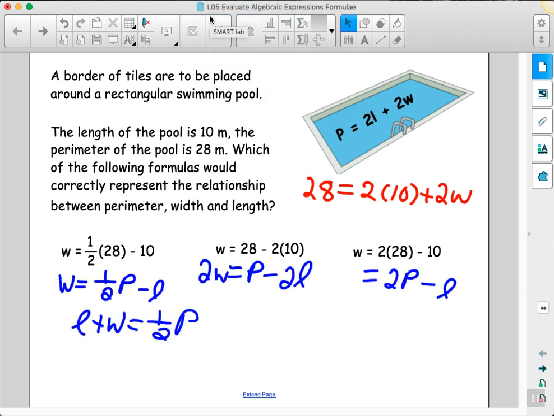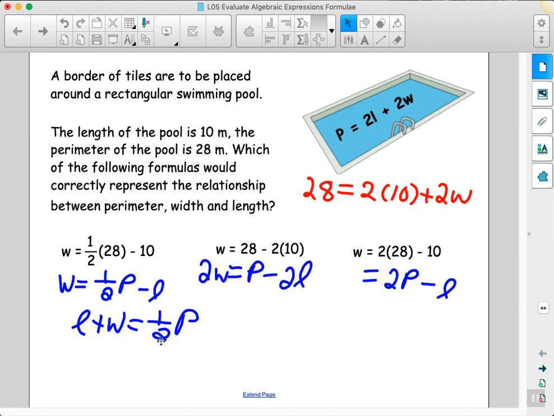All right, so let's talk about potential solutions here. I asked you to do some work on your own and to think about it, and now I'm going to explain the work I've written down here. So we've got a half. I know that 28 is the perimeter, so I just put a P there, and I know that 10 is the length. So would the width be equal to half the perimeter minus length?